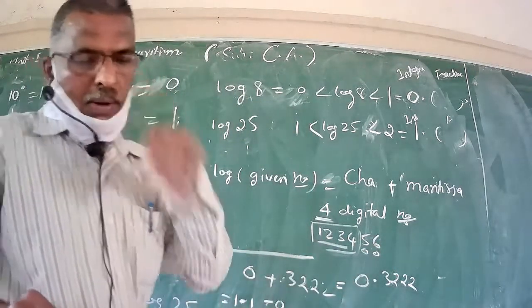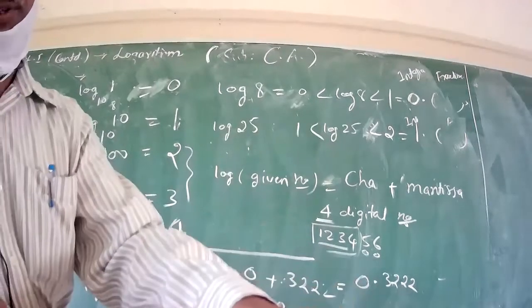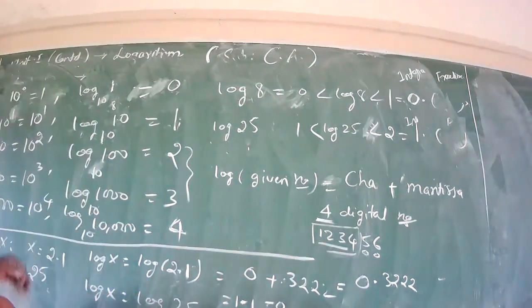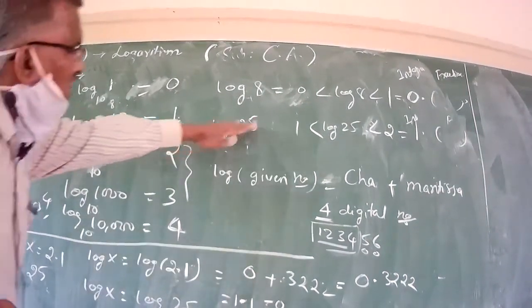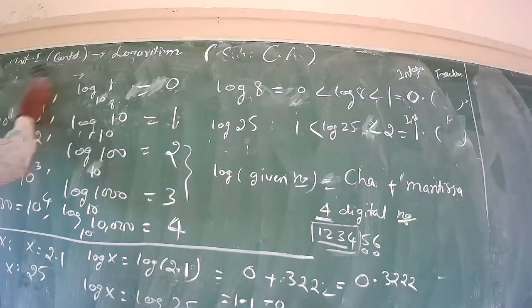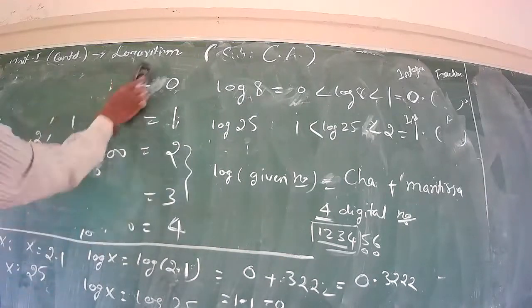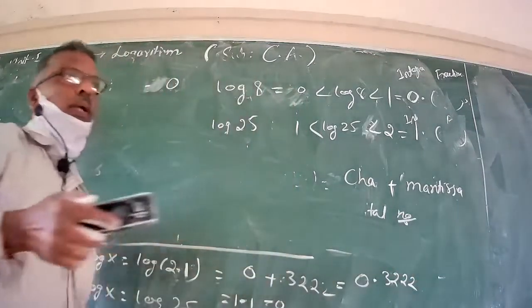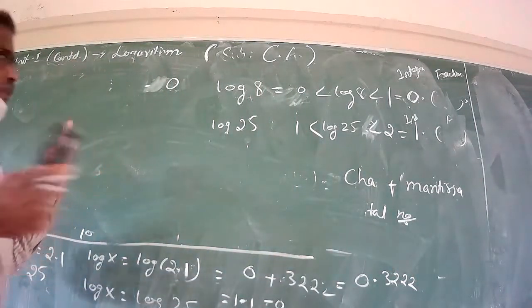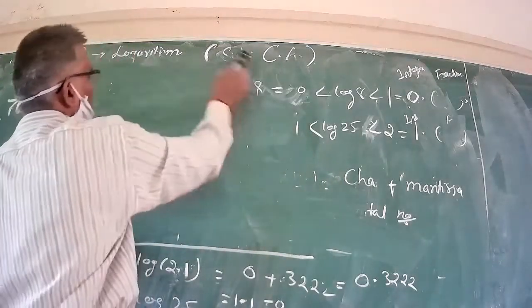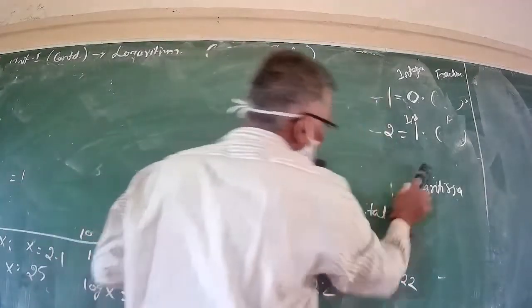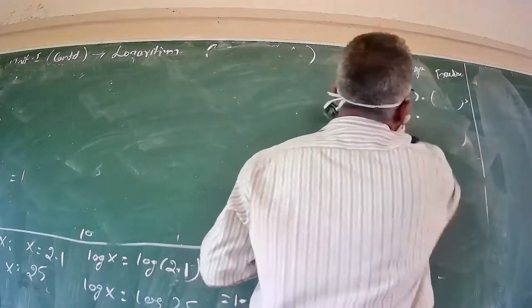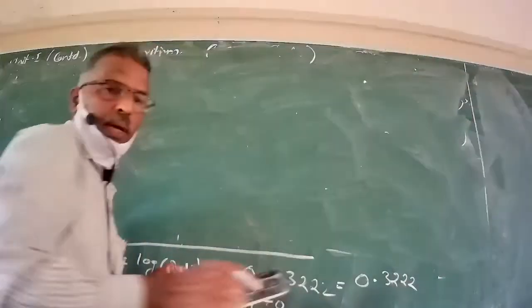This is the procedure for finding the characteristic part. Now you see that all these numbers are positive, greater than 1. Now if it is less than 1, how to find the characteristic part? If it is less than 1, you have to find it by adding numbers to get the characteristic part.